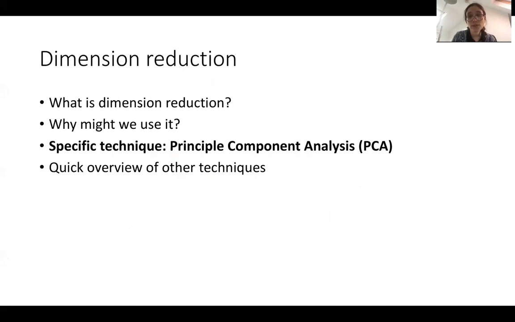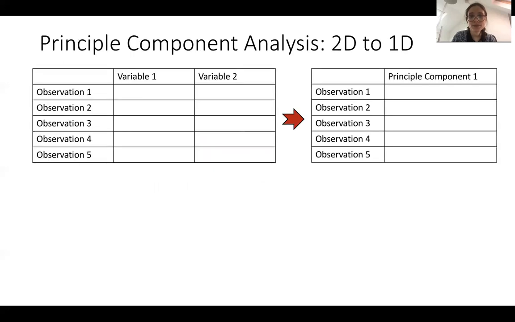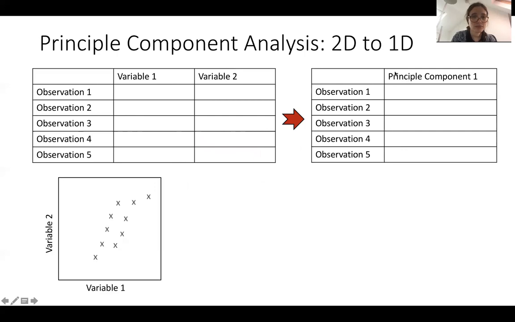Let's make this more concrete by looking at a specific technique, principal component analysis. First, I'll describe principal component analysis in the following scenario. Let's say that our original data has 2 variables, and we want to condense the table so that way there's only 1 column. We could draw the original data as a 2D scatter plot, where each dot is an observation, and this is variable 1 and this is variable 2.